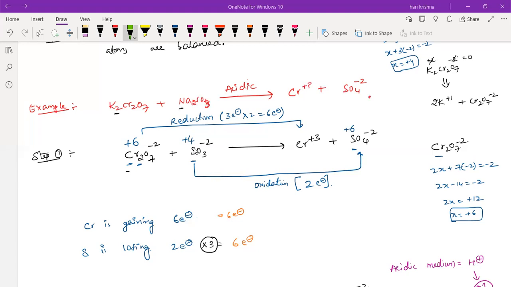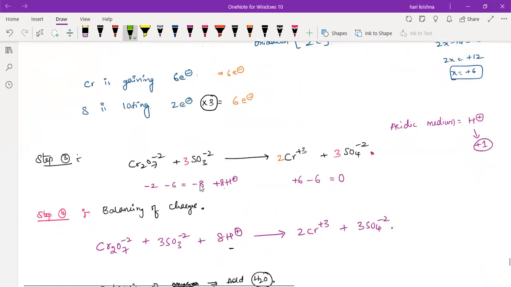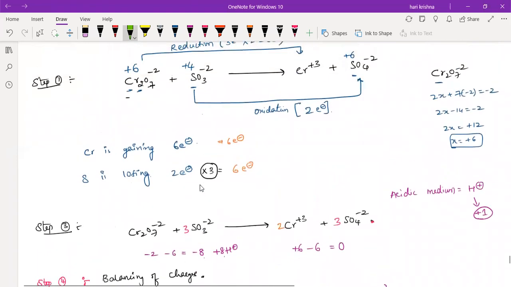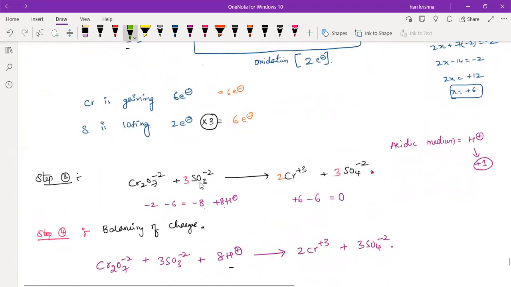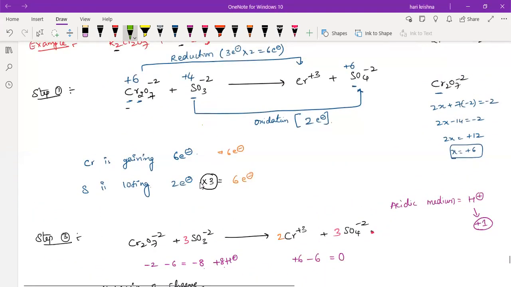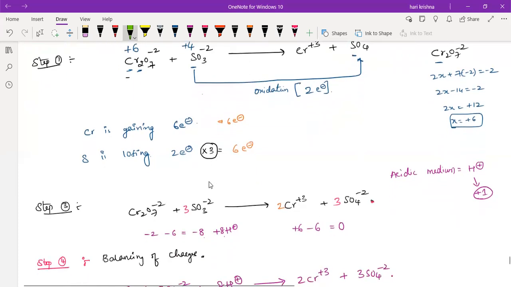Okay. Similarly, if you take sulfite, it is showing +4, and in the sulfate case it is showing +6. So sulfur is losing 2 electrons. Each sulfur is losing 2 electrons. But step number 3 is what? We have to balance. The number of electrons lost should be equal to the number of electrons gained. So we are multiplying the sulfur with 3, so that we can equate 6 electrons equal to 6 electrons.